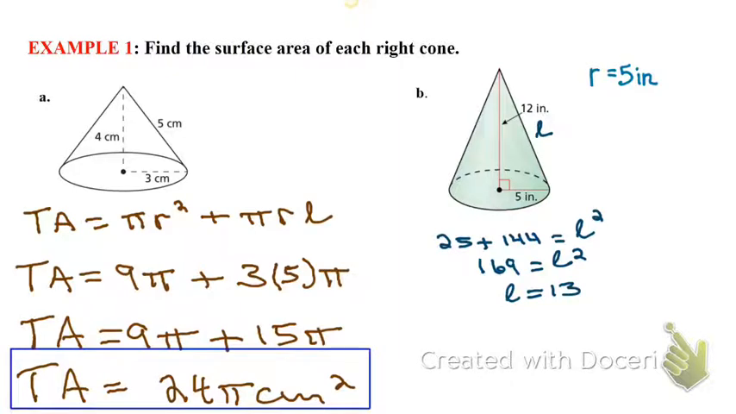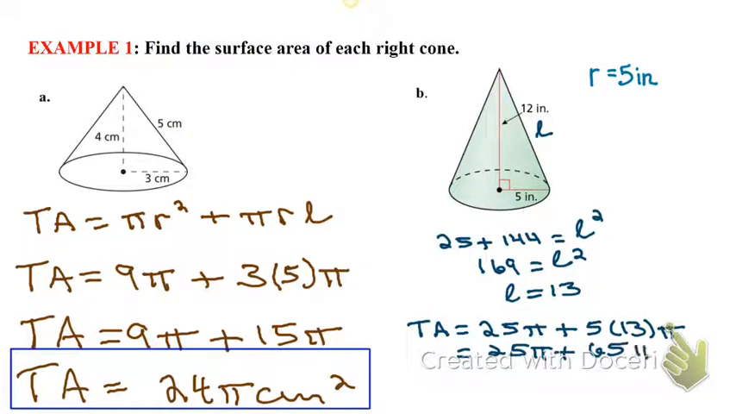Now we can move to our formula to figure out the area. The total area is going to be the base area, which is just 25 pi because it's 5 squared times pi, and the lateral area is the radius, 5, times the slant height, 13, times pi. This simplifies to be 25 pi plus 65 pi. Add them together, and you get a total of 90 pi square inches. Don't forget your units. And this, again, is an exact answer.